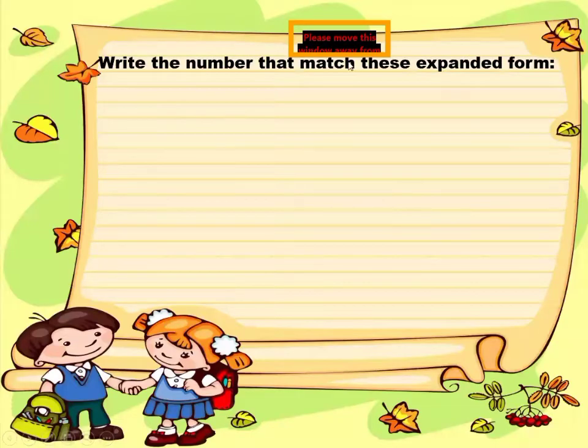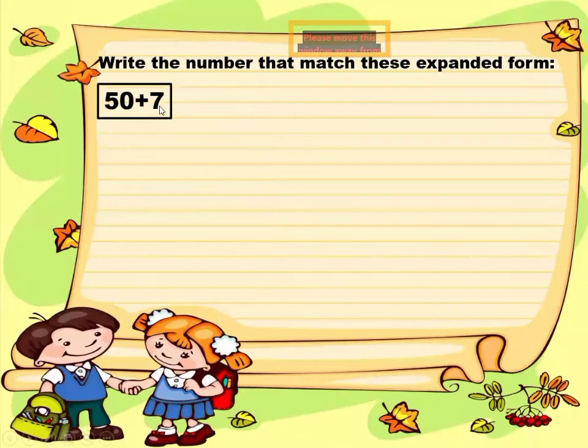Now we are going to do this activity. Write the number that matches these expanded forms. You can see here the number is given: 50 plus 7. This is the expanded form. Now we are going to write the short form of this number. So 50 plus 7 is equal to 57.